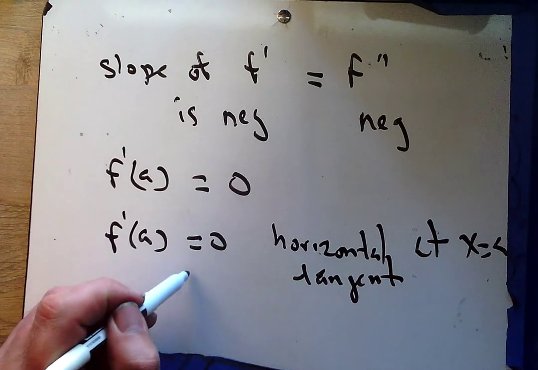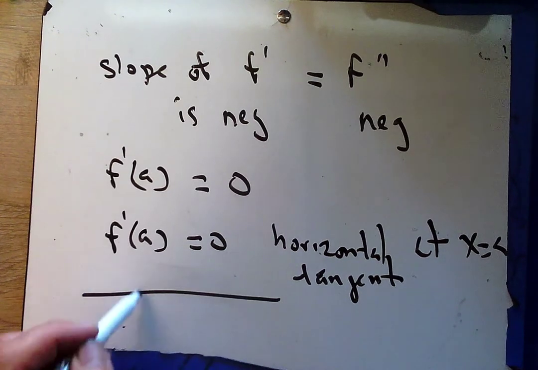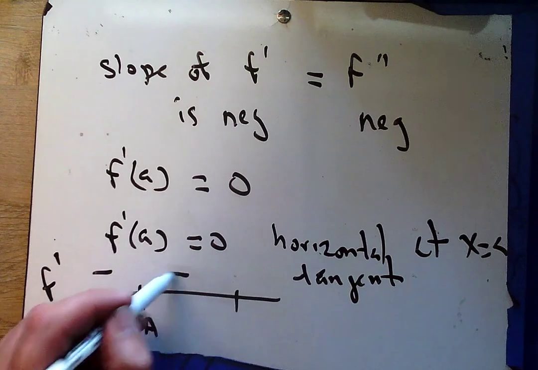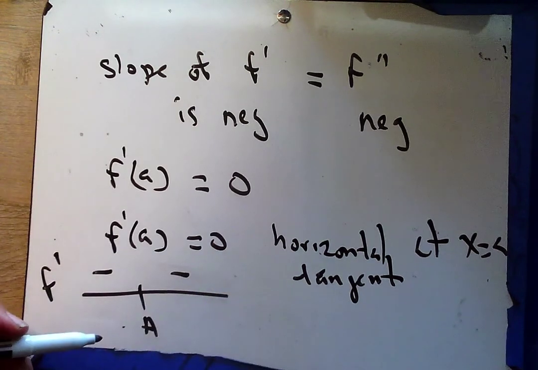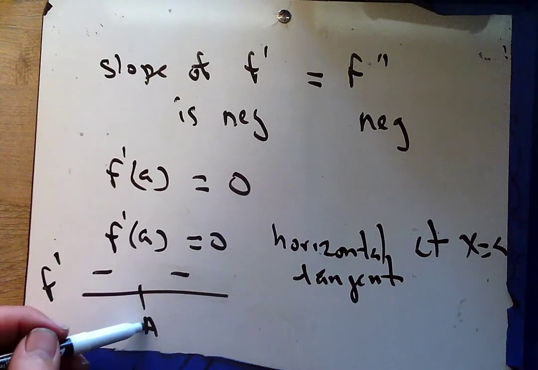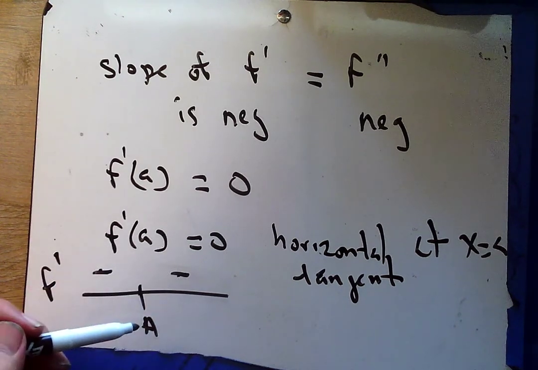Let's see if I can draw. Oh, we'll just do it from a sign chart. There's the sign chart, f prime at a, negative, negative. Well, do I have a max or a min? F prime at a is 0, but the signs are negative, 0, negative.